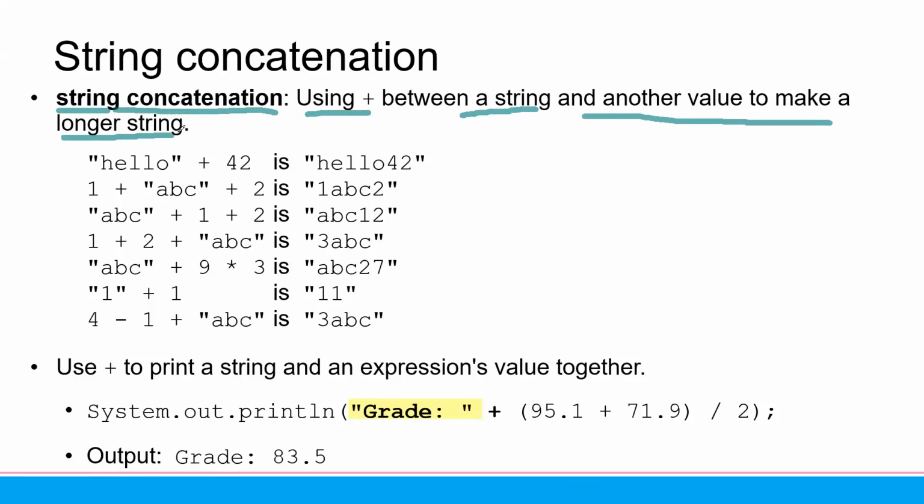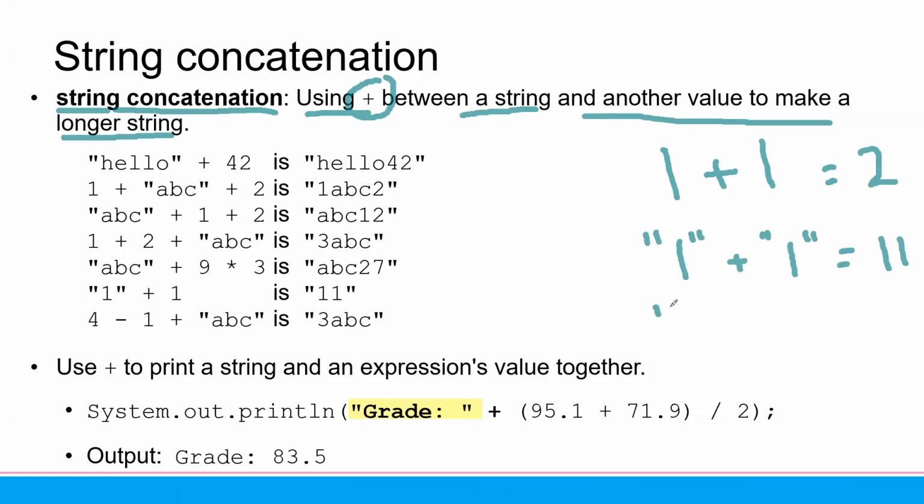However, we need to understand how the plus works. The plus works on arithmetic. If you have 1 plus 1, then the result is 2. If you have 1 as a string plus 1 as a string, the result is 11 because it is text. How if I have 1 as a string plus 1 as number?